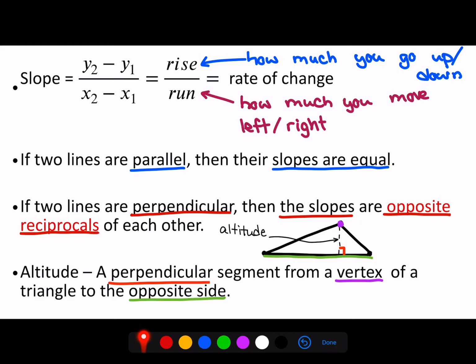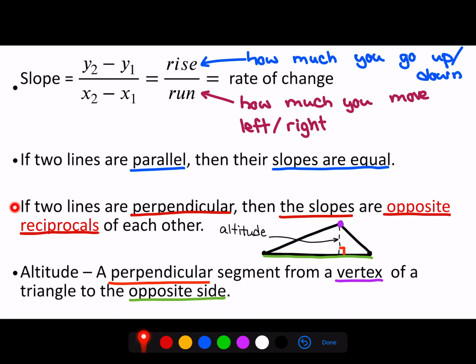Depending on which way we move on a graph, we can use rise over run as well, if you would rather not use the points. Either one works though. Now, some other key points with this is that if two lines are parallel, then their slopes are equal. We saw that on our warm-up. It had a slope of 2, so our line that we created had a slope of 2. Again, they're parallel, so the slopes are equal.